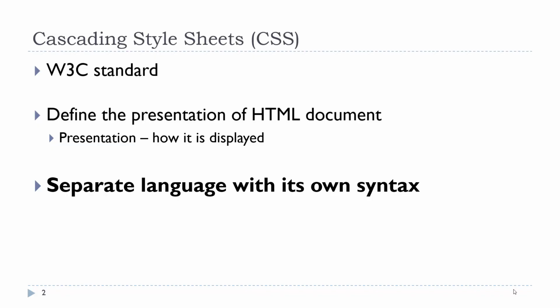Cascading Style Sheets, or CSS, is a W3C (World Wide Web Consortium) standard. It defines the presentation of the HTML document or web page. By presentation, I mean how it is displayed, how things appear, where things appear. It is a separate language with its own syntax. By syntax, I mean how the language is formed and punctuated.